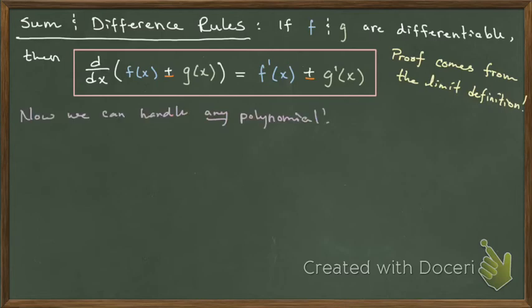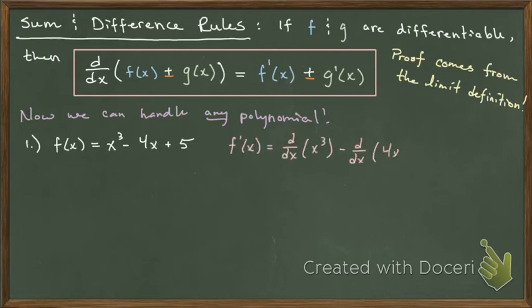Now we can handle the derivative of any polynomial, any string of constants times powers of x. So for example, a cubic function here, x cubed minus 4x plus 5. When I take my derivative, I take the derivative of each term separately, and they're strung together by the pluses and minuses that are already between the terms. So my derivative would be the derivative of x cubed minus the derivative of 4x plus the derivative of 5. And again, those pluses and minuses come right from where they are in my original function, okay?